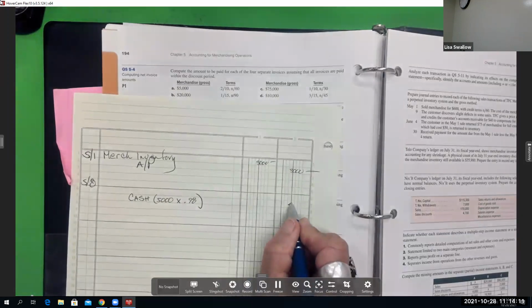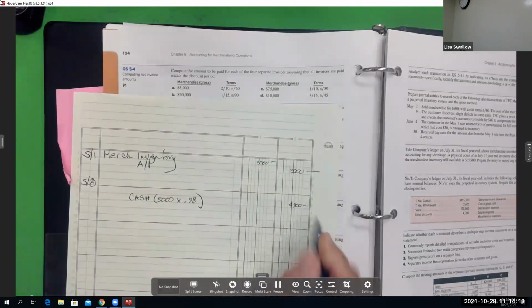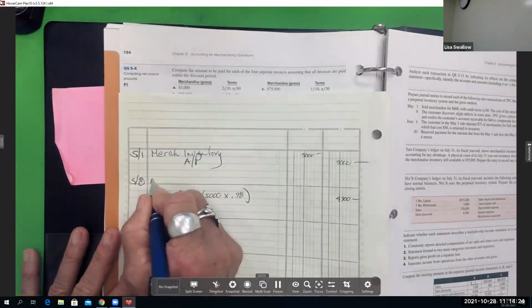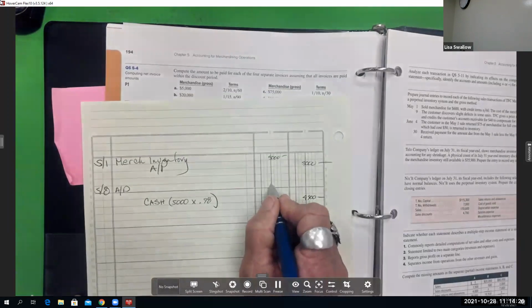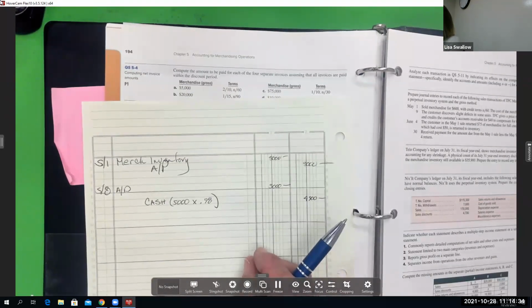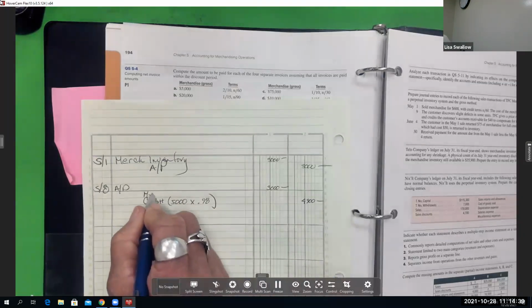So I wrote a check for this. How much does my AP have to come off the books at? The full $5 grand. Otherwise, there's just going to be some little amount floating out there that doesn't mean anything. So I've got $5 grand on the debit side, 4,900 on the credit side. What is my plug credit to? Very good.